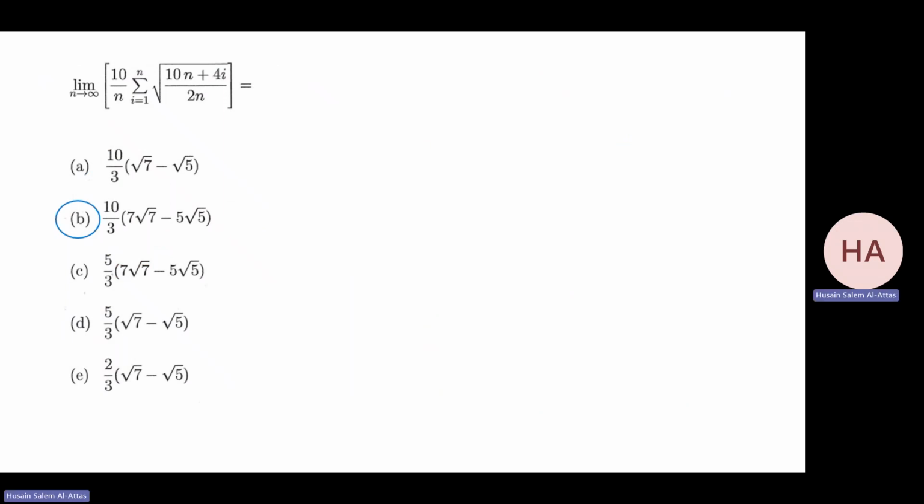This one I need to write using the Riemann sum. So this will be the limit as n goes to infinity of 10 over n, the summation from i equals 1 to n. Now this is a square root. I write it as what? 10 i over 2n, that will be 5 plus what?